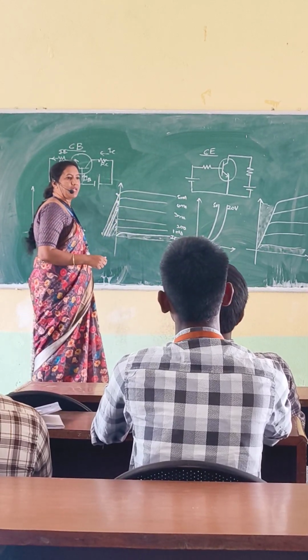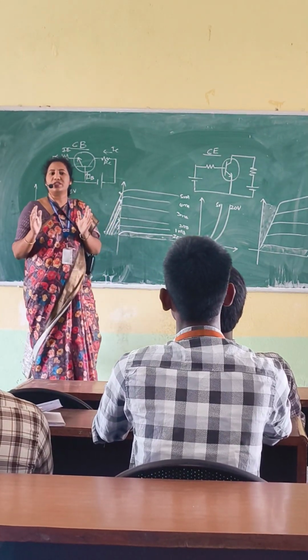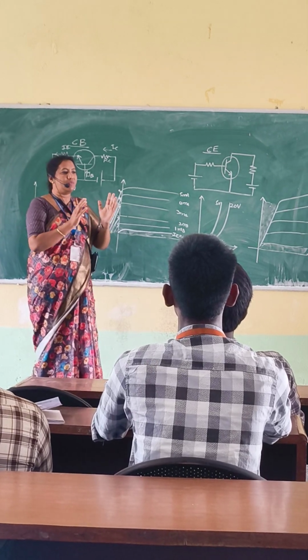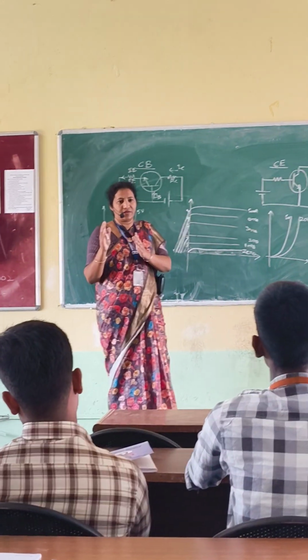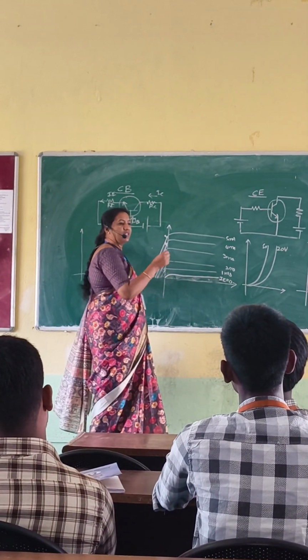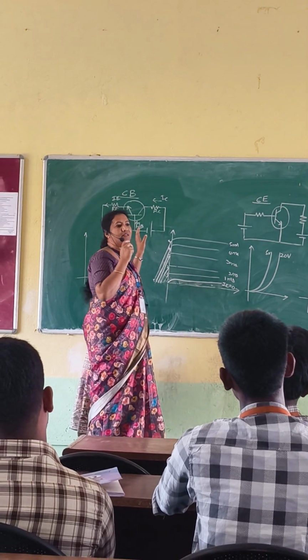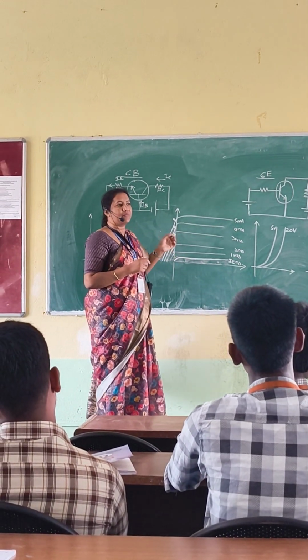Now coming to the input characteristics and output characteristics. As we have seen, the transistor consists of two diodes. Input is one diode and output is another diode. So if you are drawing the input diode here, what is the diode current and what is the diode voltage? What we are applying is important.